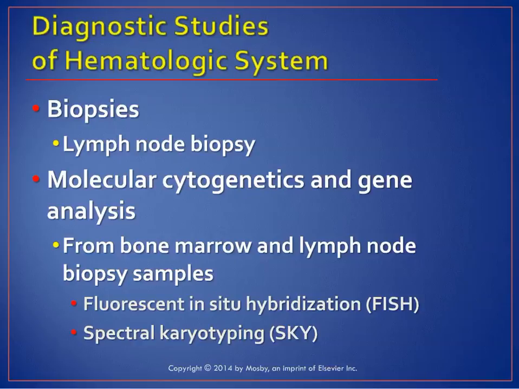Spectral karyotyping, or SKY, allows for each set of chromosomes to be painted different colors. It can be used to identify the chromosomal translocation of 22 to 9 in the Philadelphia chromosome of chronic myelogenous leukemia.